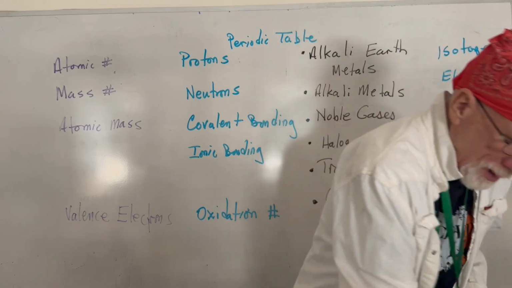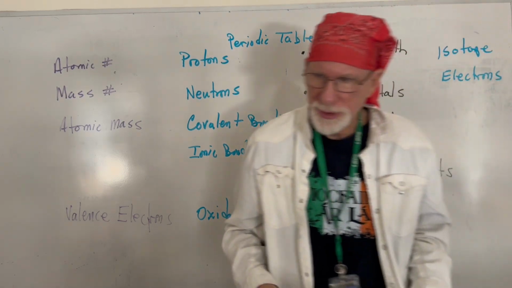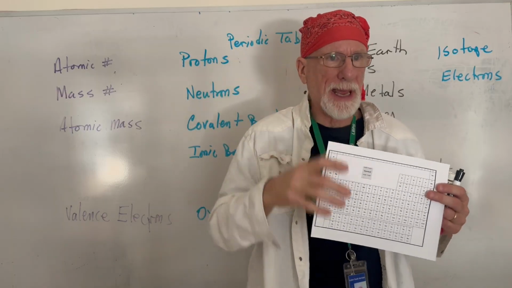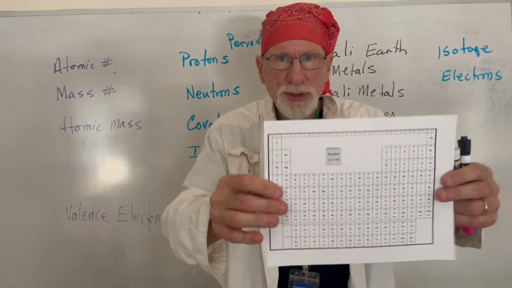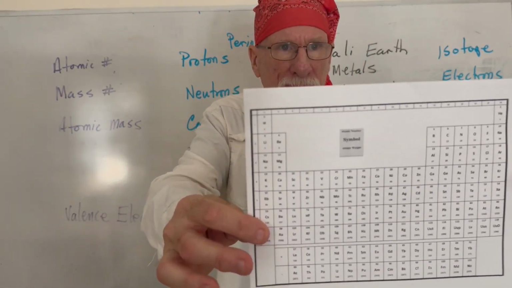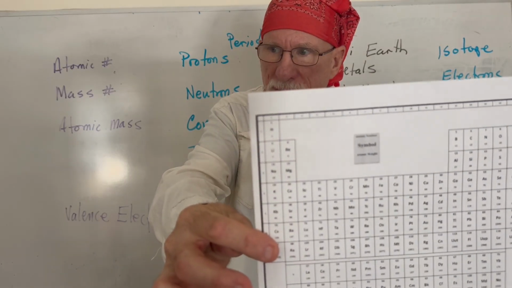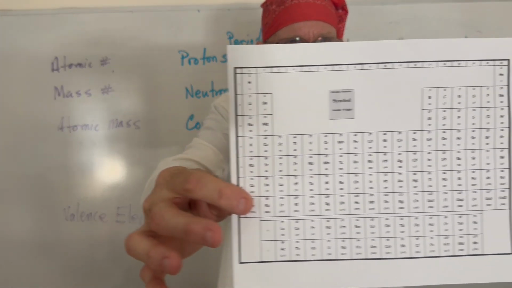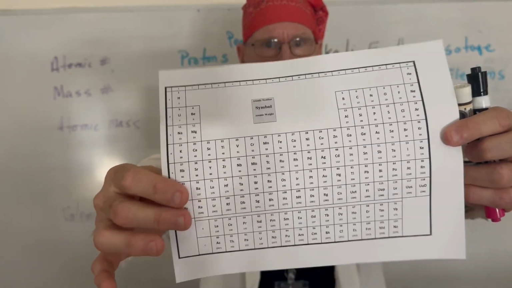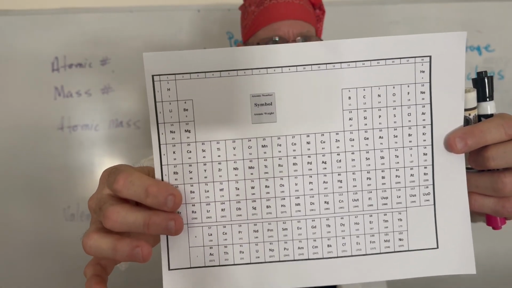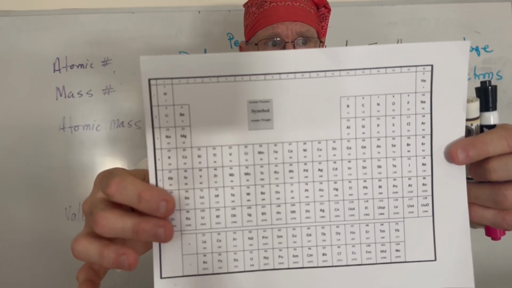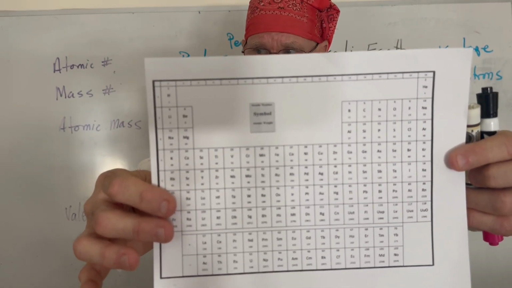Now, there are two major numbers in each square or rectangle on the periodic table. Can you see this? Is this coming up? Can you see those squares? Okay. Now, you see the two numbers? The smaller number is the atomic number, and the larger number is what we call the mass number.